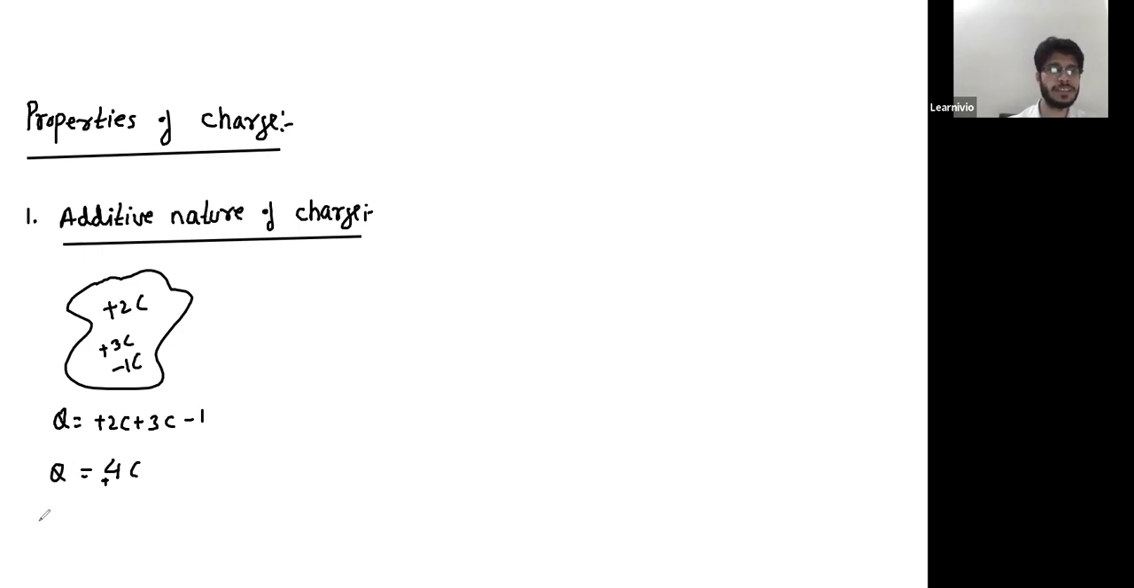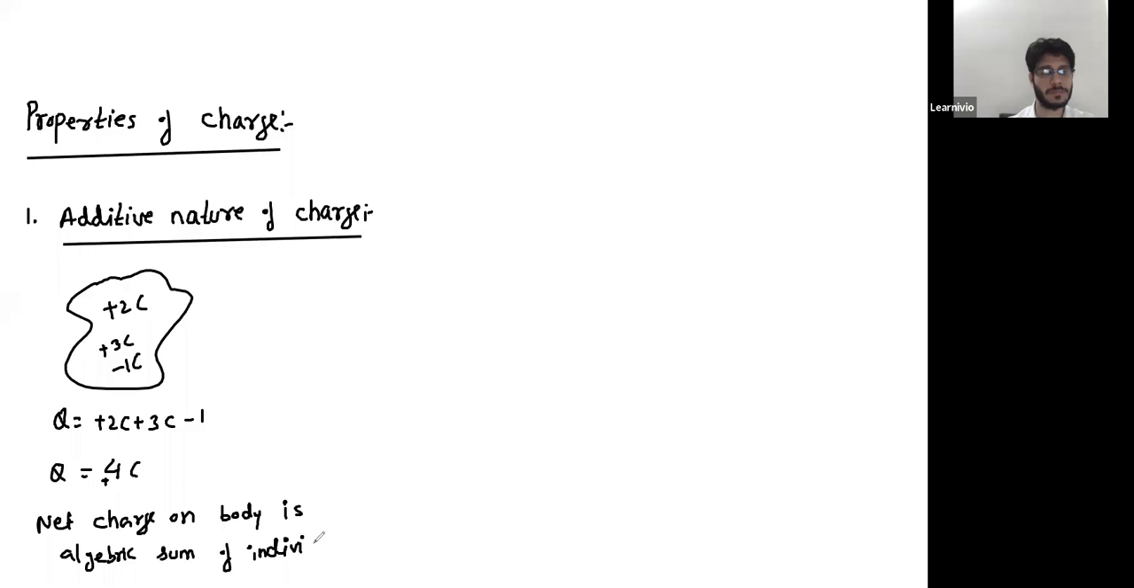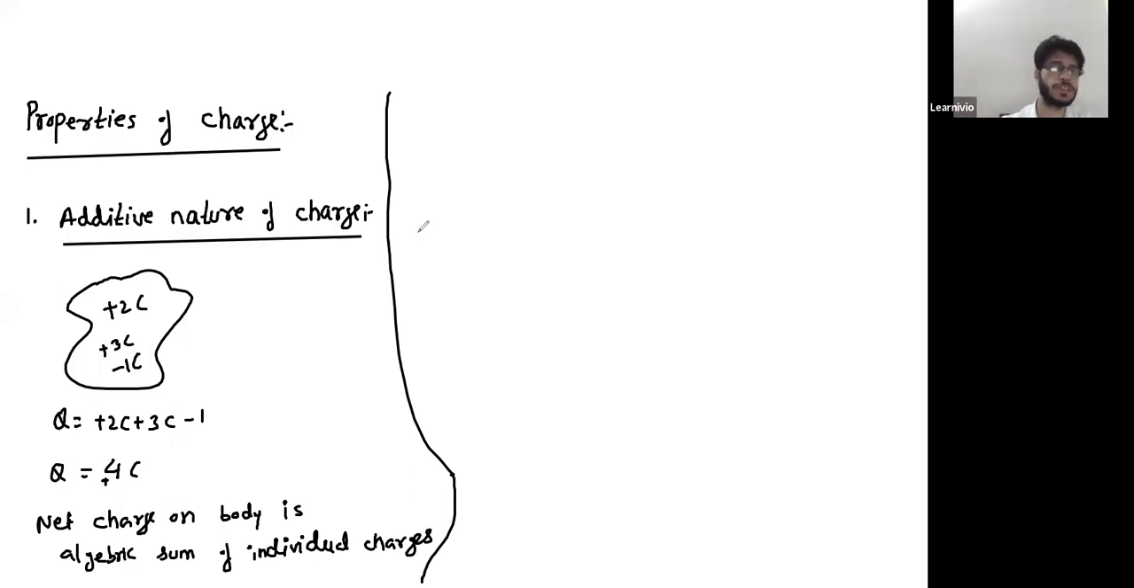So additive nature of charge says the net charge on a body is the algebraic sum of individual charges. That's the first property, which is additive nature of charge. After additive nature of charge, the next property is conservation of charge.